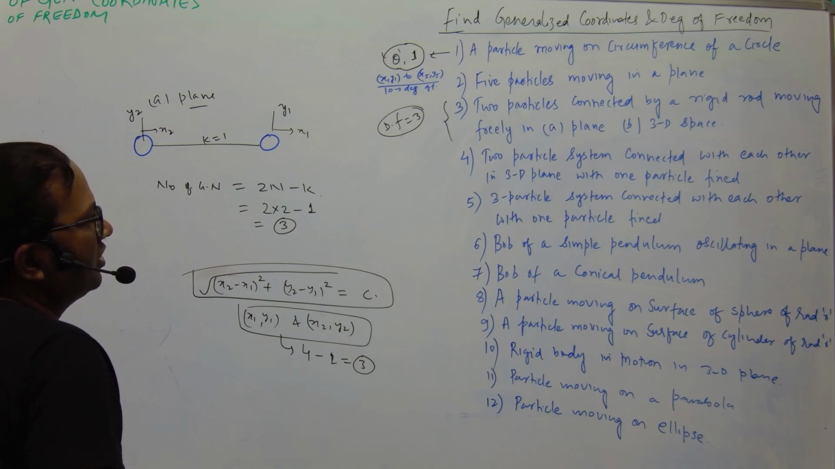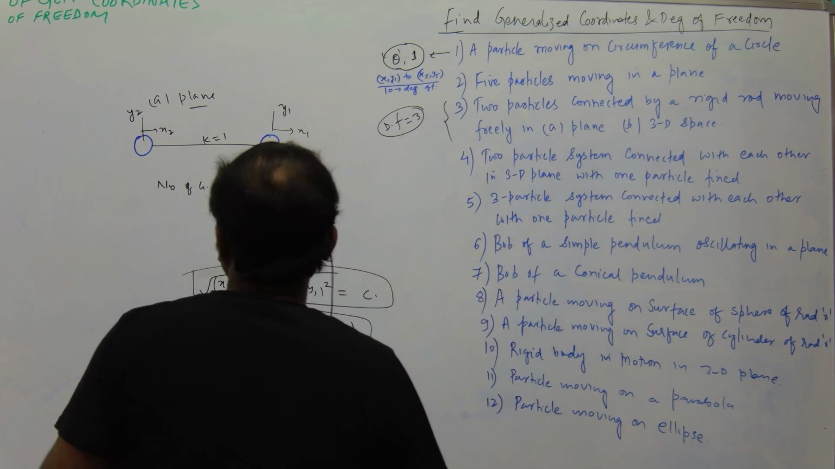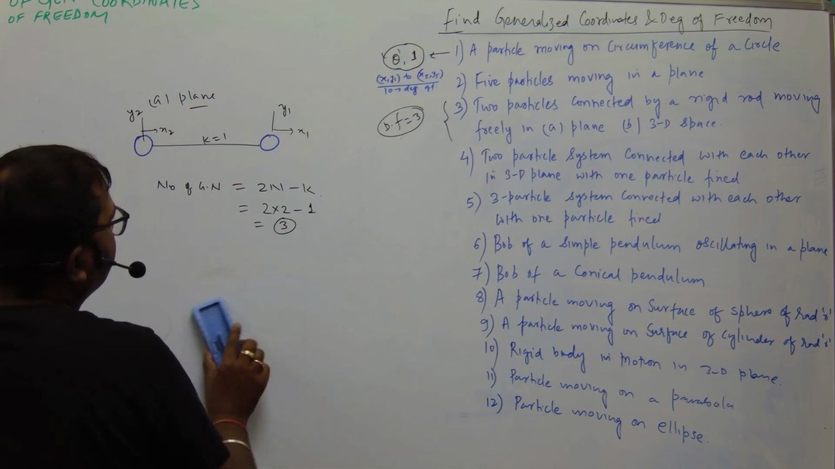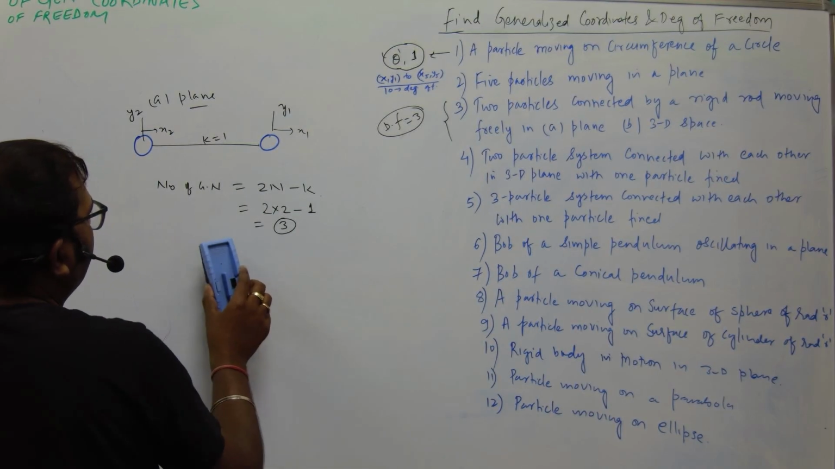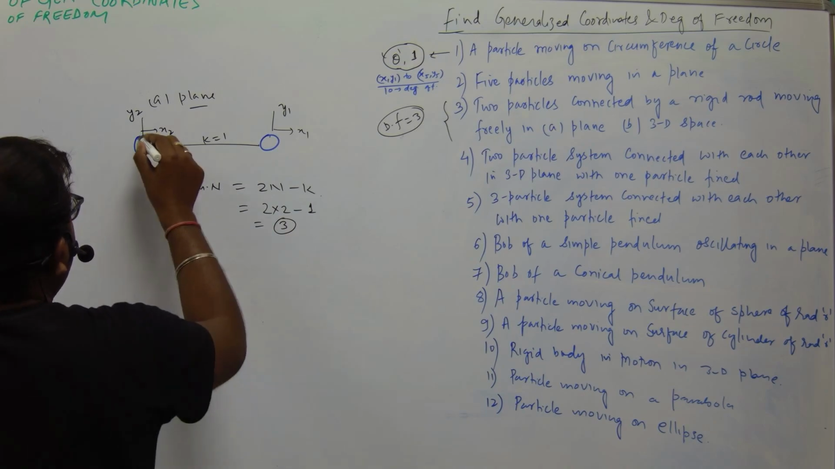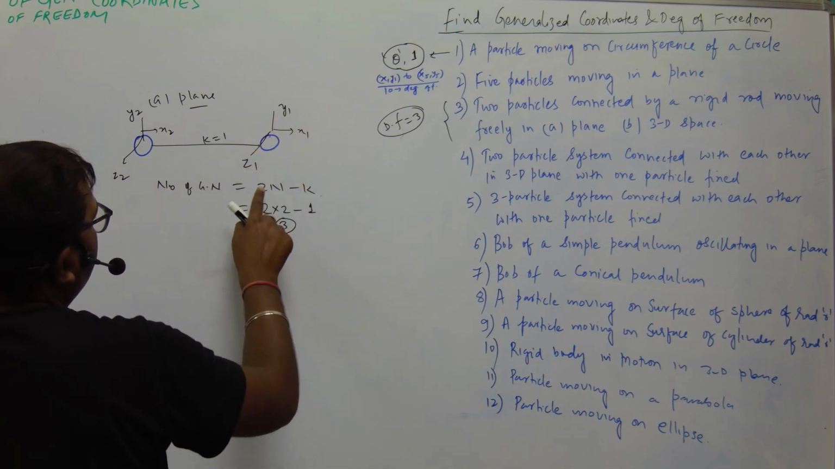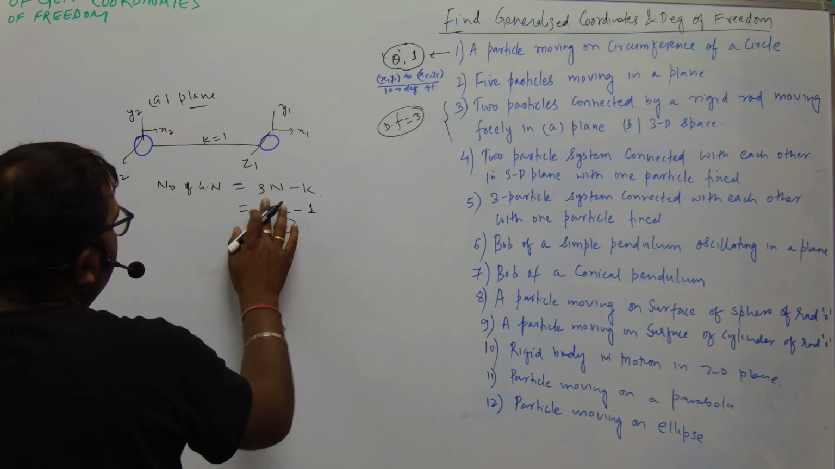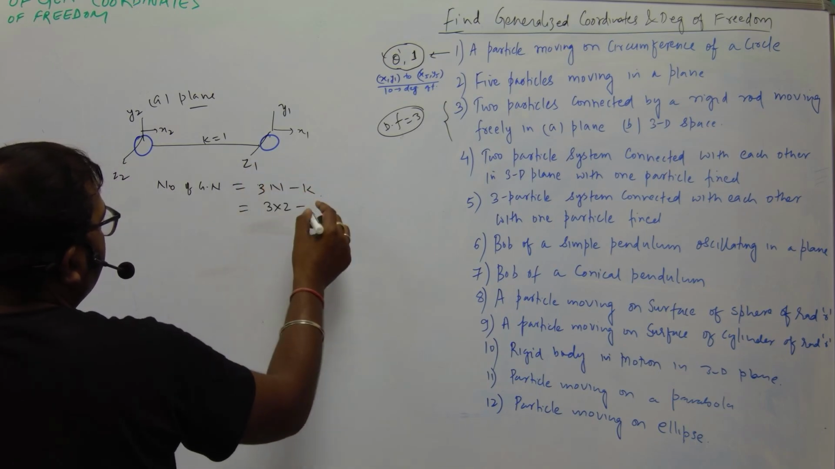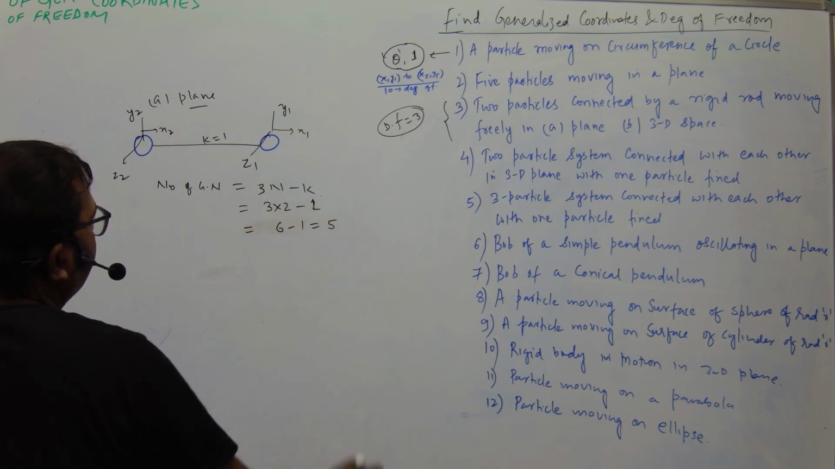Okay, let us discuss question number 4. Two particle system connected with two particles. Second case is that of a 3D space. So let us find this in 3D space. So here one more coordinate will be added. This is x2, y2 and z2. This is x1, y1 and z1. So this will be 3n minus k. Okay, so this will be 3 into 2 minus, the constraint here is 1. So this will be 6 minus 1 is equal to 5.